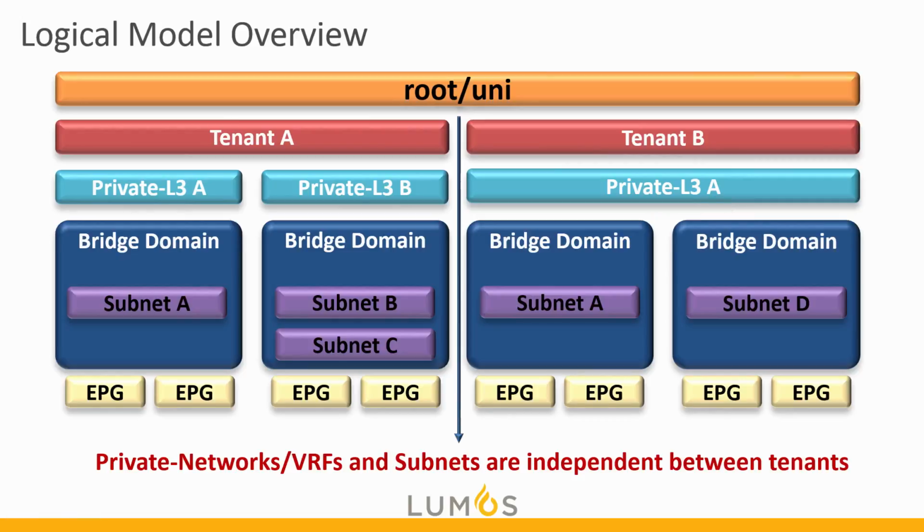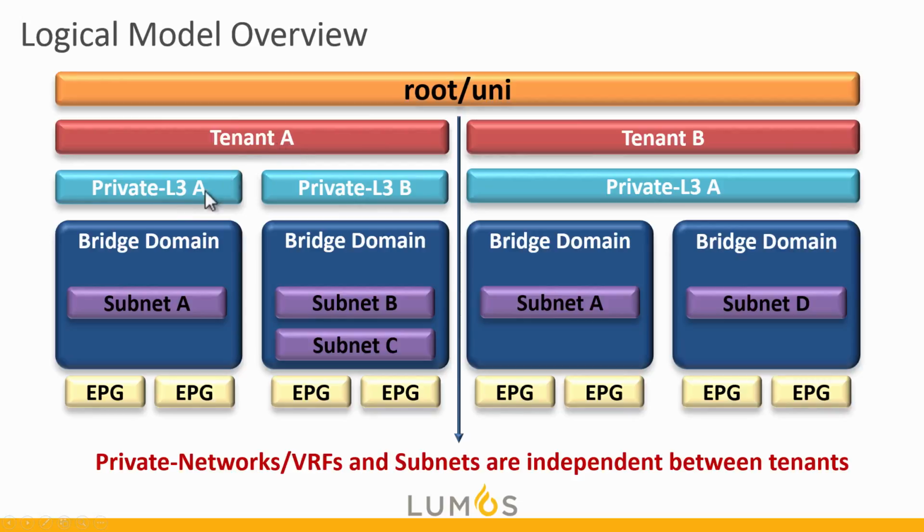Well, whenever VRFs are instantiated in a leaf switch by the fabric, what we'll see is that they're a concatenation of the tenant name and the VRF name, or the private network name. So the actual VRF is not just the private network, it's the tenant name, then a colon, and then the private network name. That's what actually equals the VRF.